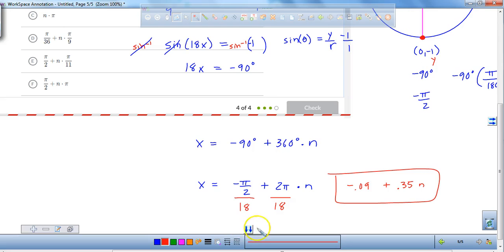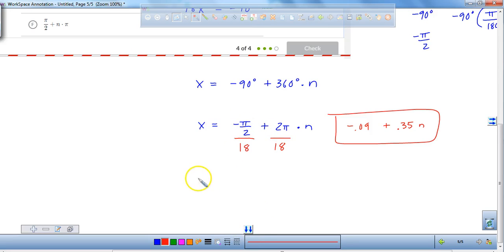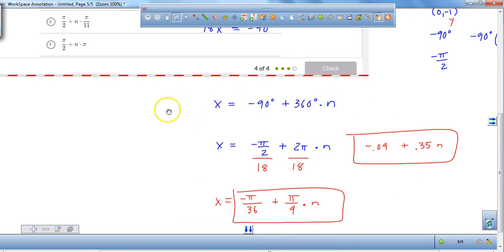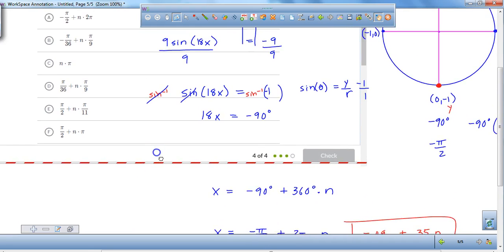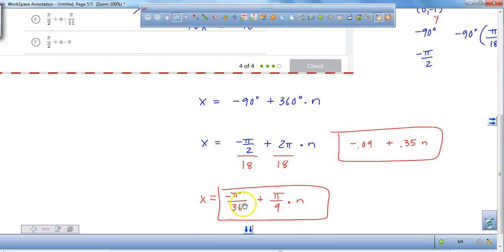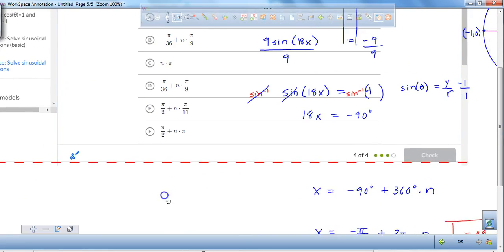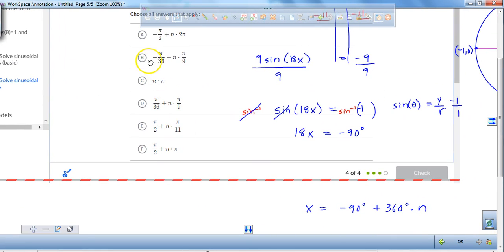Okay. So if we divide this by 18, that'll be negative pi over 36, and this simplifies to pi over 9 times n. That makes it a little bit easier to work with versus decimals. I like that. Should have noticed that a little bit earlier, but I didn't. So it looks like the answer that I'm going to choose, just one answer, because there's only one area that can get us to a negative 1, is answer choice B right there.